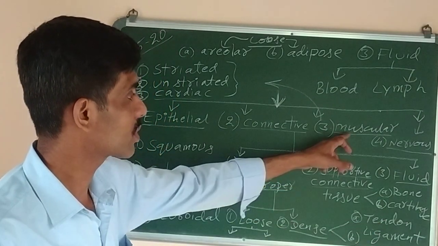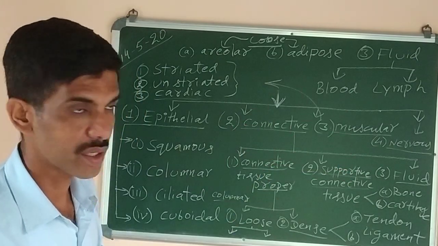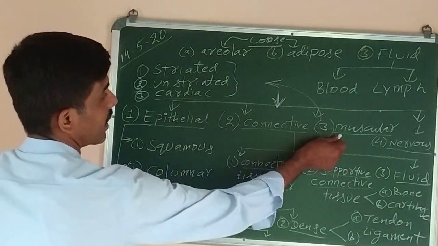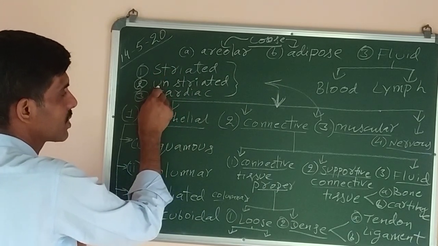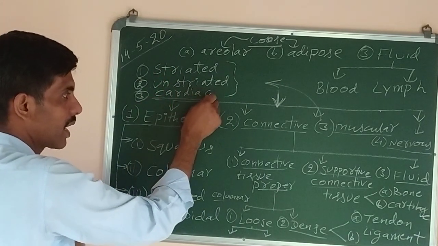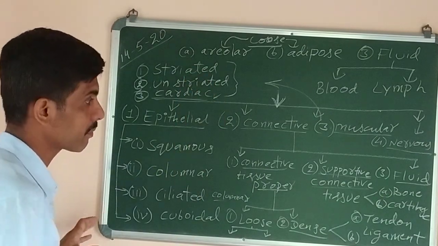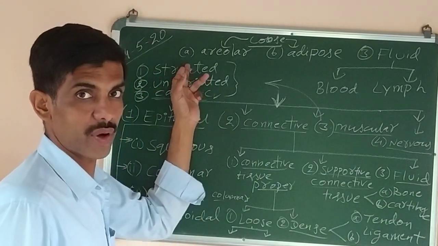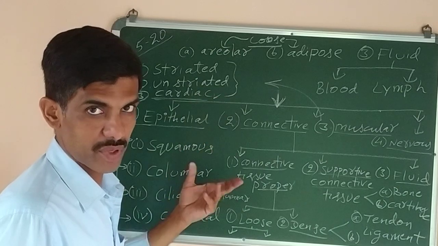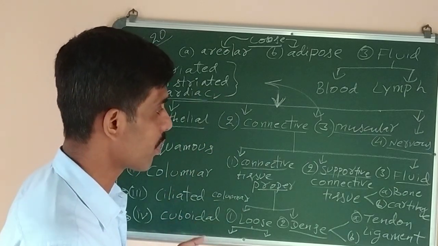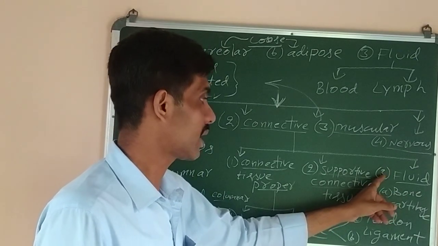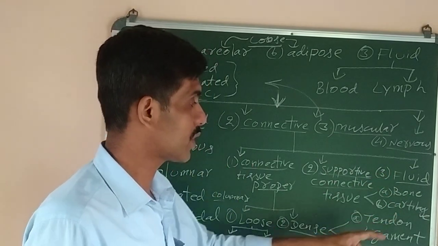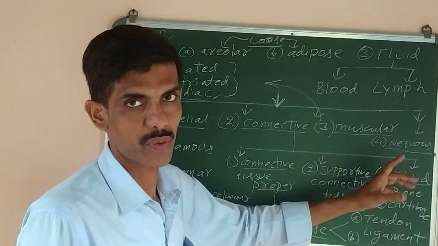Then comes the muscular tissue, the third type of animal tissue. Muscular tissue is further classified into three types: striated, unstriated, and cardiac. Cardiac is found only in the heart. Other names are voluntary and involuntary, meaning the one which is under our control and the one which is not in our control. Then the last one, the third type of connective tissue, is the fluid connective tissue, the liquid one.